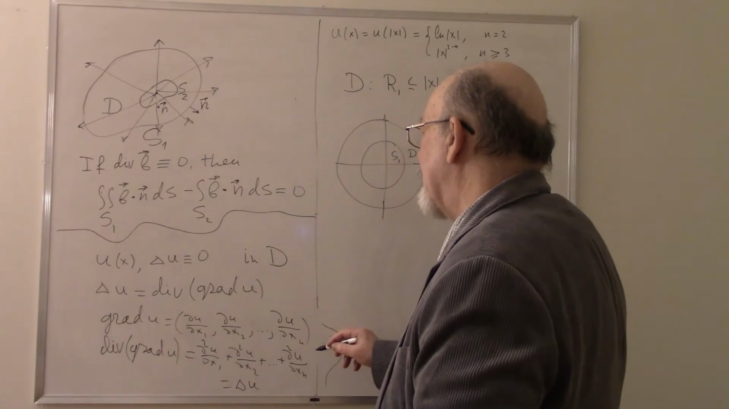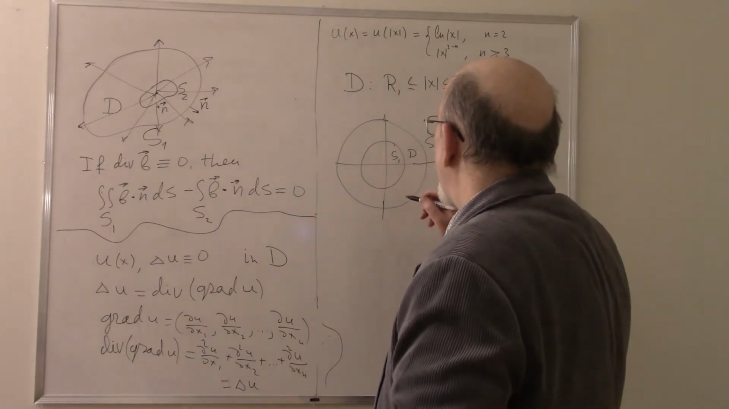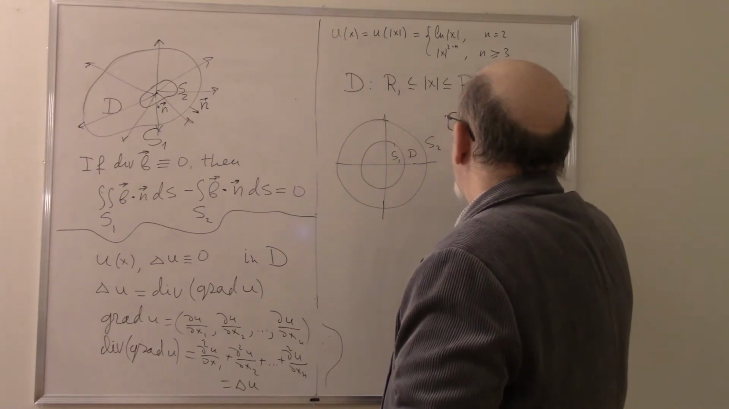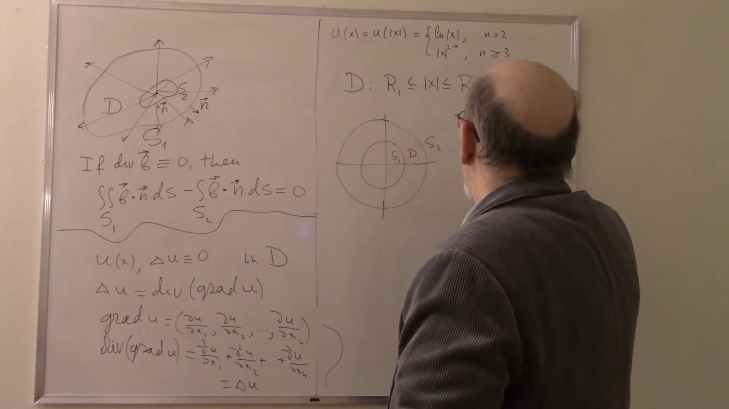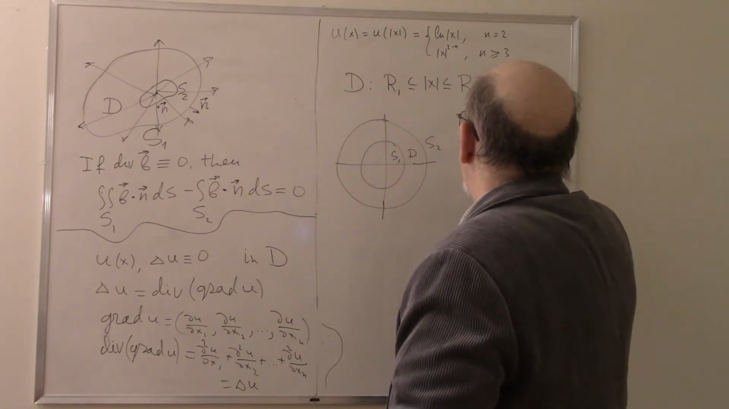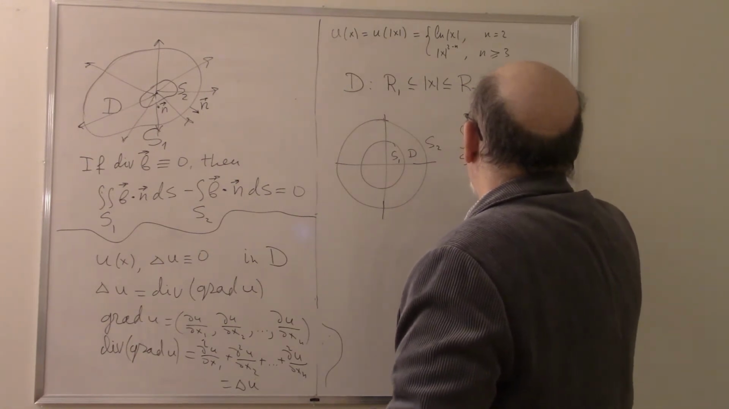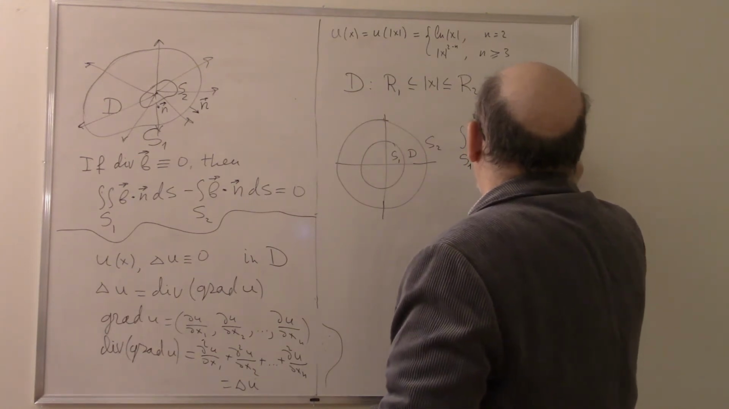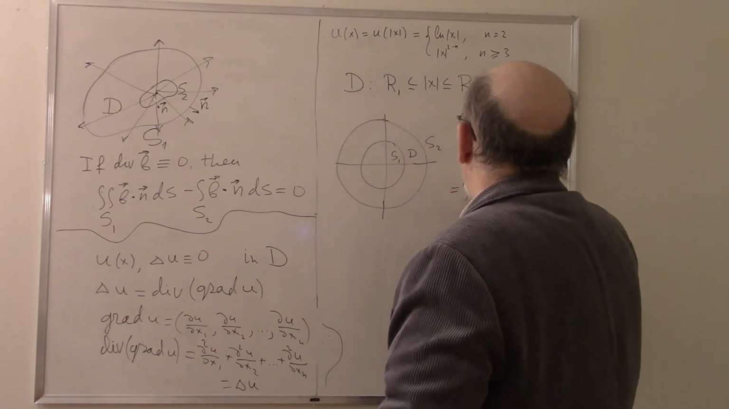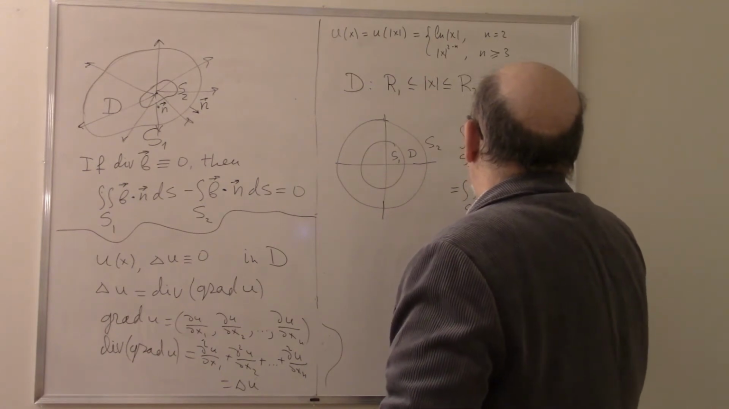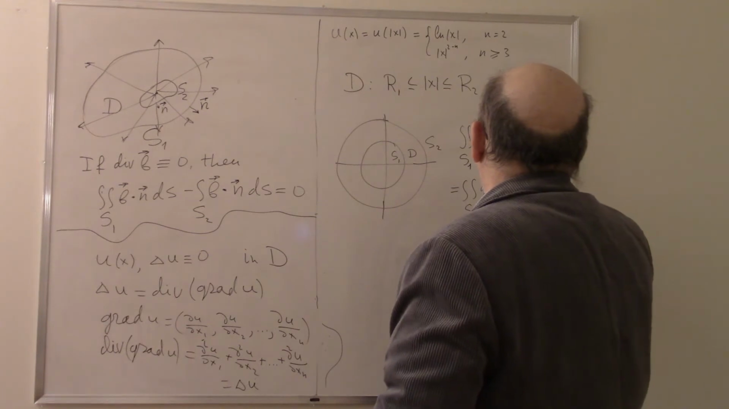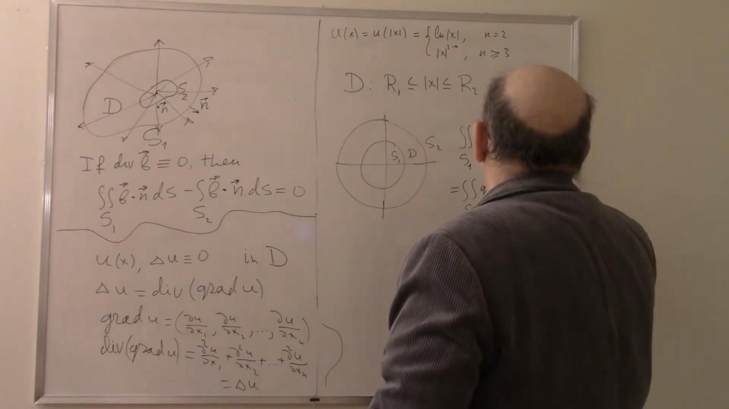it means that the integral over S1 of gradient u dot n ds equals the integral over S2 of gradient u dot n ds.